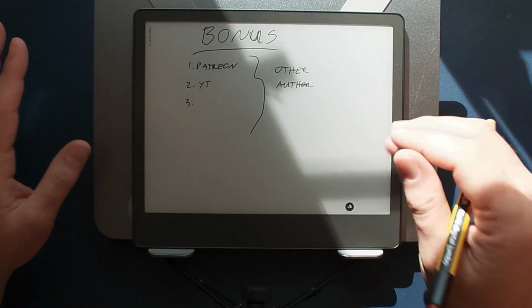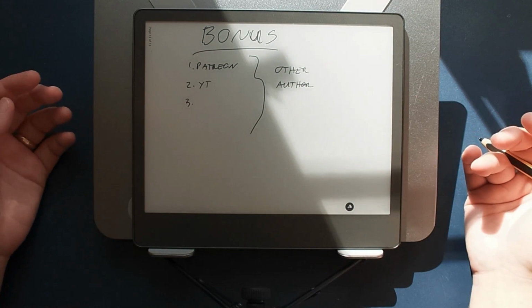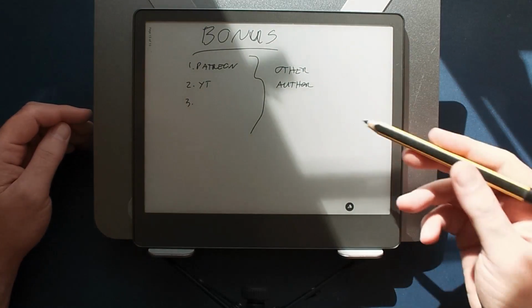I hope this was helpful. I hope this was actually beneficial and not distracting. And I hope I don't have to redo it because of all the lighting on this.